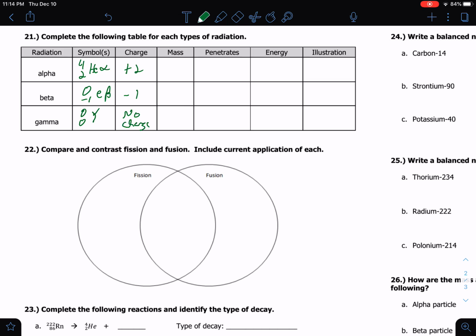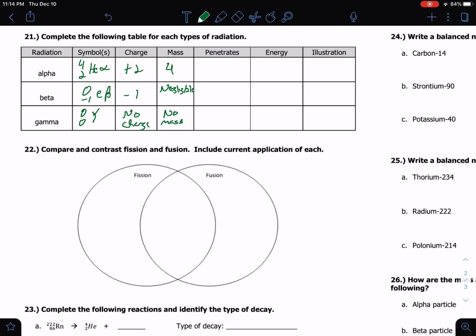For the mass, since you're dumping off a helium, this 4, that top number, is my mass number, so that means it has a mass of 4. Beta, since it's basically dumping off electrons, is so small that the mass really is negligible. It really doesn't matter because it's so small. And gamma has no mass. It's basically just energy being emitted.